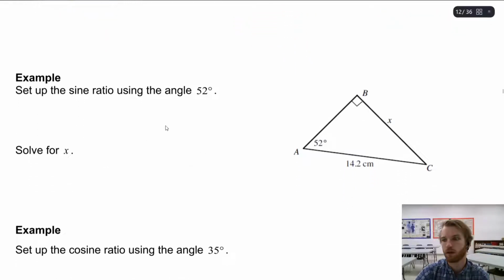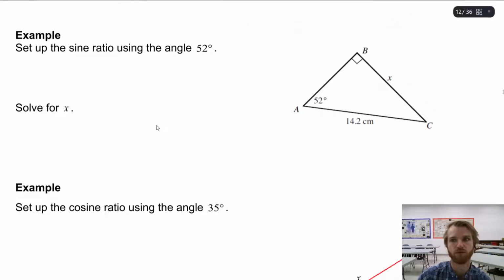So this is going to be a bit of a longer video because I'm reviewing that kind of stuff. But now we can use that combined with our sine stuff. It says set up the sine ratio using the angle 52 degrees. If you need to take a quick break after that to refresh before coming back, that's fine. But moving on, we want the sine ratio using this angle 52 degrees right here.